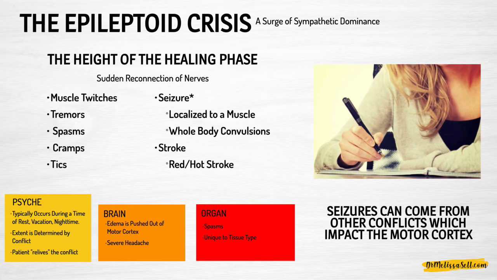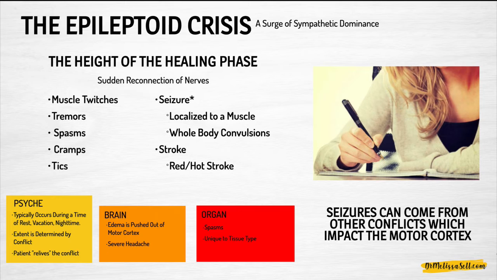Now, the epileptoid crisis, this is the height of the healing phase. This is when the body gets to that point of maximum edema. There is a surge, a big squeeze of sympathetic dominance. And the whole purpose of this is to squeeze out the edema and get things reconnected. And so this is when you experience muscle twitches or tremors or spasms, cramps, tics, even a seizure, either localized to a muscle or whole body convulsions. And this is the neural reconnection, sudden reconnection of the nerves once the edema has been squeezed out.